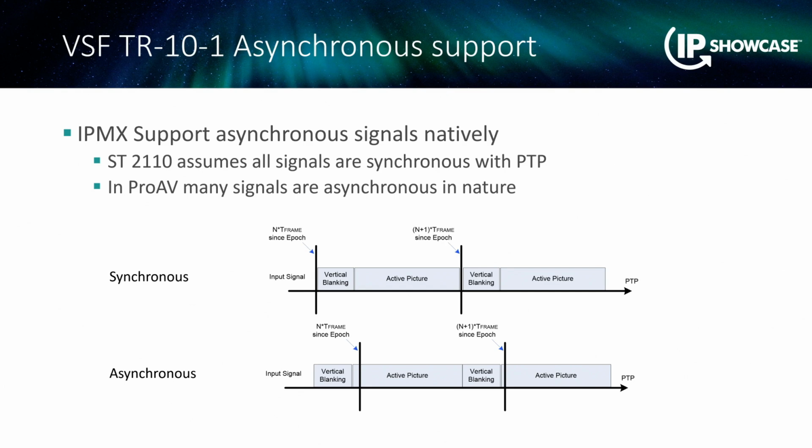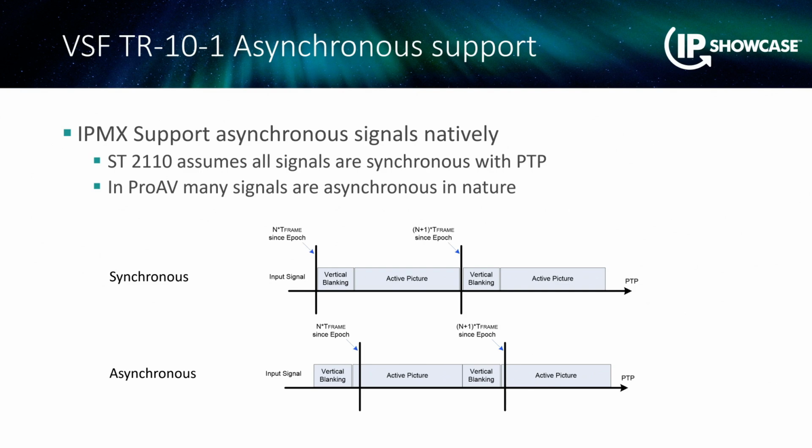So in IPMX, because we're aiming at the Pro AV market, in Pro AV, most signals are not gen-locked, like a computer HDMI output that doesn't have a gen-lock. And so we call that an asynchronous signal. 2110 was designed mostly for broadcast use to replace SDI over IP. And in a broadcast environment, everything is gen-locked together. And the signals on the AV network, the 2110 signals, are gen-locked. We call those signals synchronous signals.